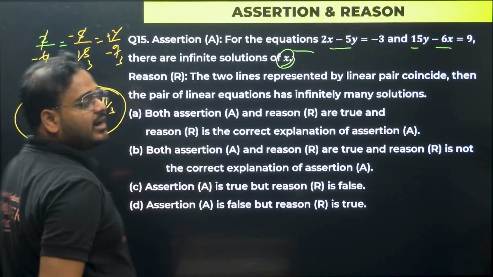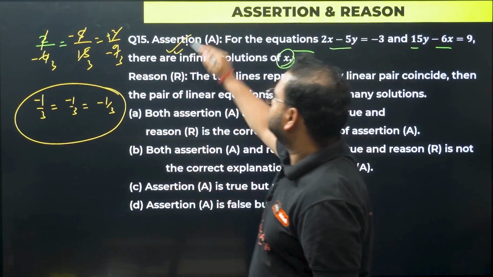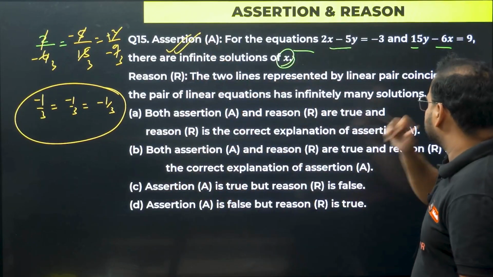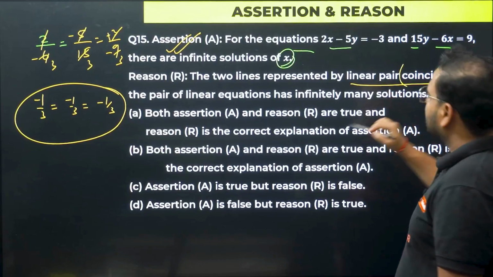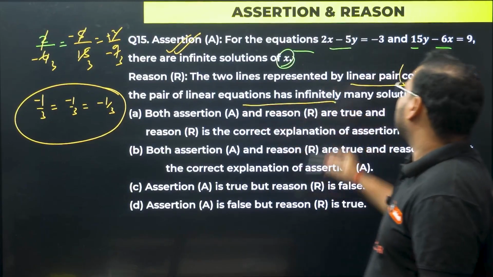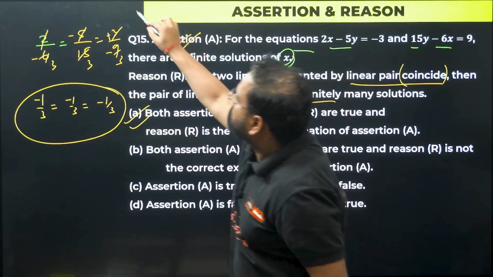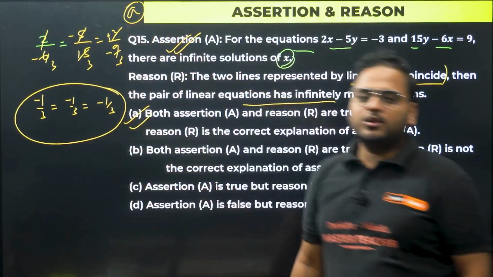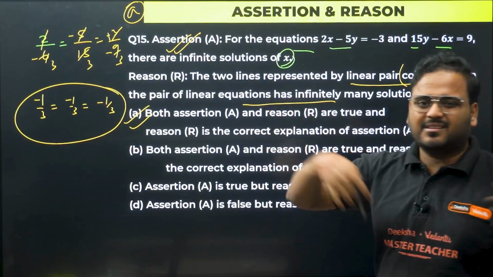They're equal, no? It means true. Assertion is true. Reason: if two lines represented by linear pair coincide, then the pair of linear equations has infinitely many solutions. Correct, no? Option A is right. They're talking about the same thing. Yes, this is a more graphical approach, but the answer is the same thing.